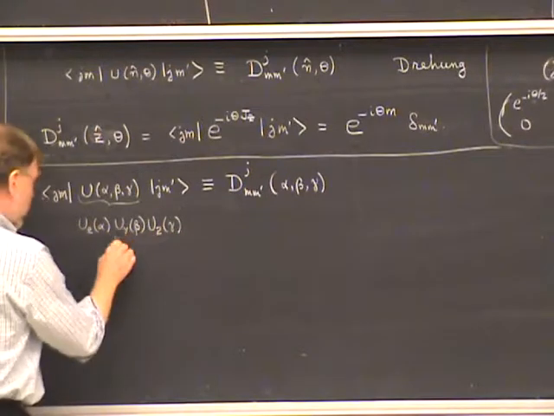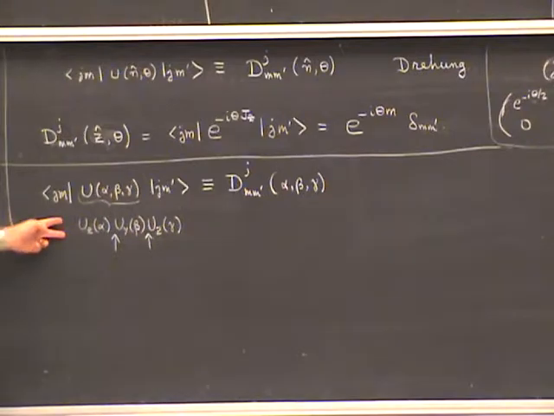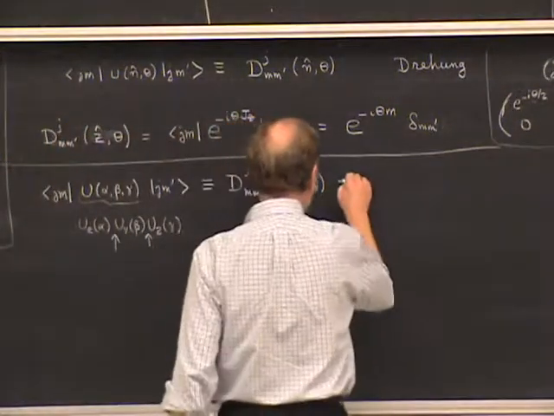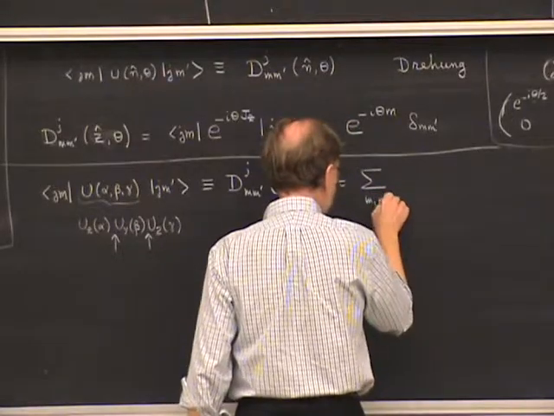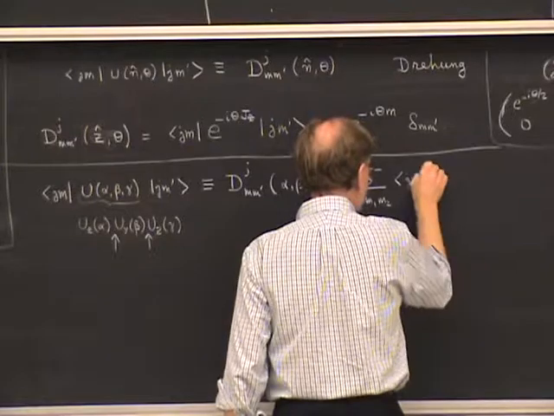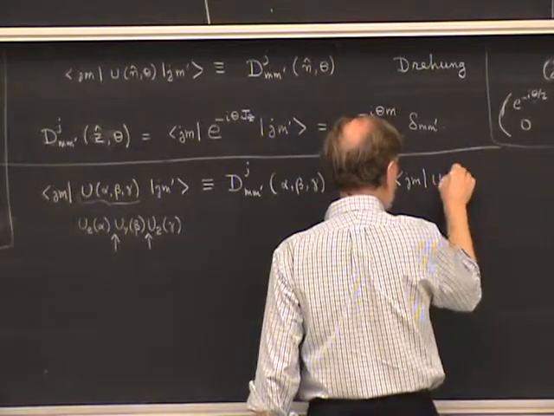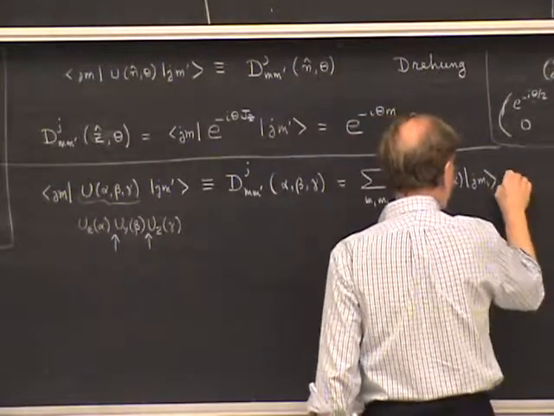And we can insert resolutions of the identity between the pairs of rotation operators. And if we do, we get an expression like this. Let's call M1 and M2 the indices of the resolution of the identity. So we get first one matrix element <j m| U_z(alpha) |j m1>, one matrix element.